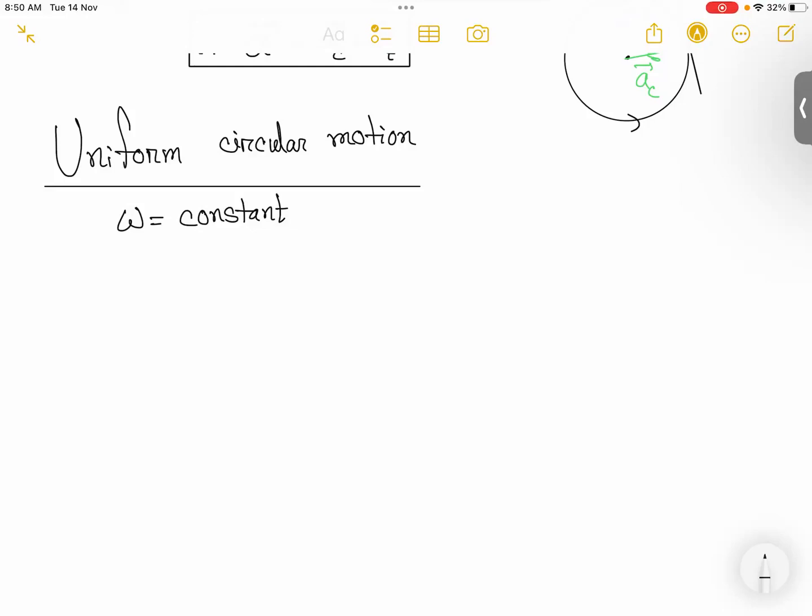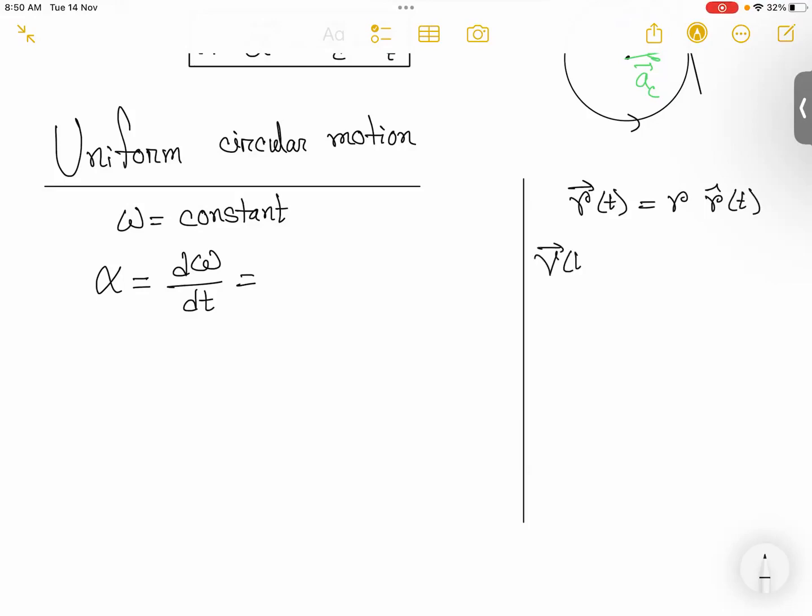Now, if omega is a constant, then what will be the value of alpha here, the angular acceleration? It was d omega dt. If omega is a constant, what will be the angular acceleration now? You know this. If you differentiate a constant function, what do you get? Zero, right? If you want to participate, you can also answer in the chat box. So the angular acceleration alpha becomes zero.